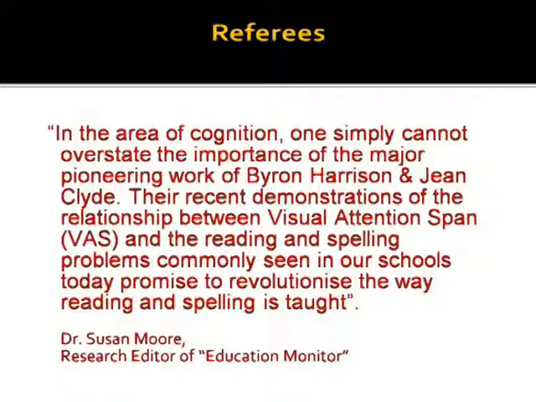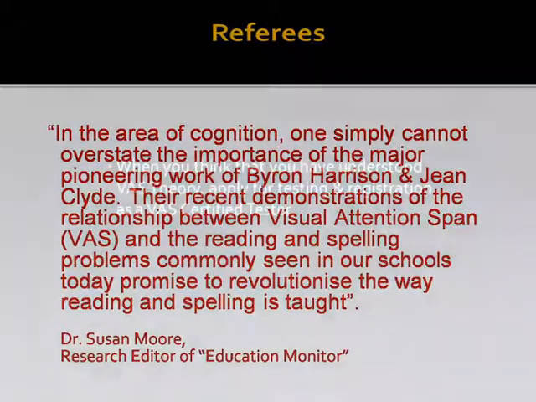We peer reviewed our work in Australia and also in Britain. And what you see here is some comments by Dr. Susan Moore, a respected research editor of the Education Monitor, who saw the importance of what we were doing. In Britain, we submitted our work to one of the leading psychologists in Britain, Martin Turner. Martin Turner described our work as the most exciting development in literacy in a decade.